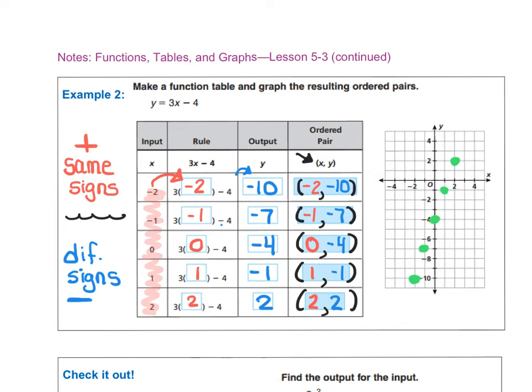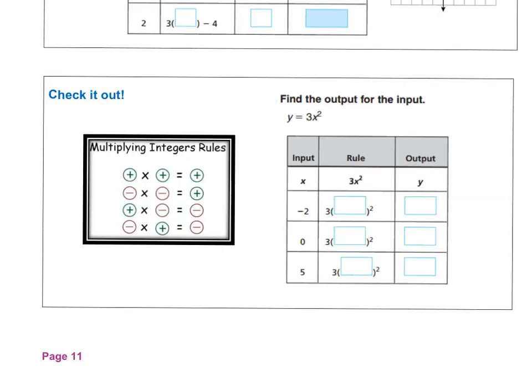Let's try our last example. All right, here's our last example. Check it out. Find the output for the input. And our function is y equals 3x squared. So if I think about order of operations, I know we're going to need to square our x value, our input value, and then multiply that by 3. So I'm going to do the first line with you, then I want you to pause and do the rest on your own. This first one will help us practice the exponents.